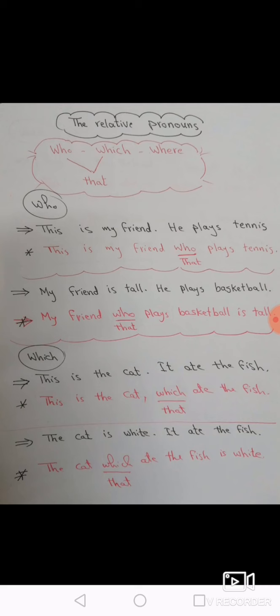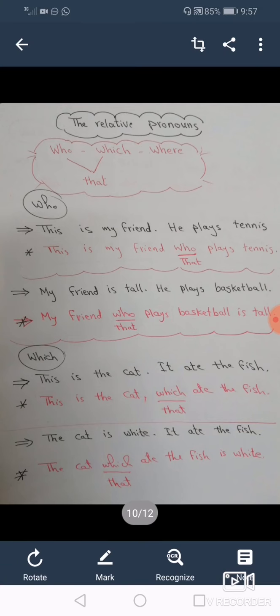Okay, so if you put who instead of he, you're going to say, my friend is tall who plays basketball. This is wrong. You have to put who after the word which it refers to. You can say, my friend who plays basketball is tall, or my friend that plays basketball is tall.